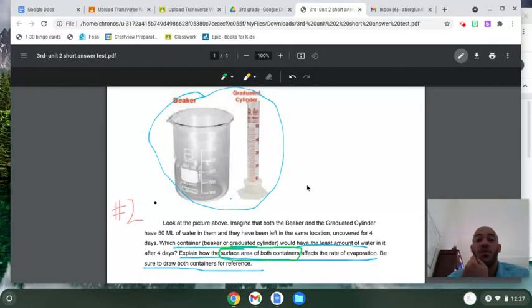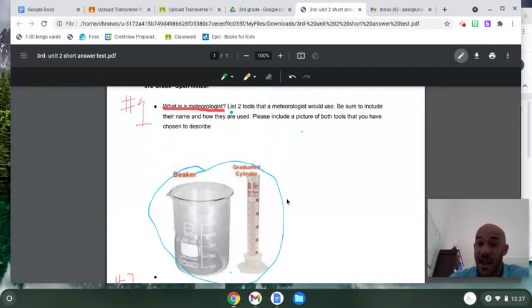So these are the 2 questions you're going to respond to today in your science notebook. You're going to take a picture of your 2 answers, and you're going to upload them to Google Classroom. You will see the assignment on Google Classroom. And then next class, we're going to do one more final question, and then you're going to be good.